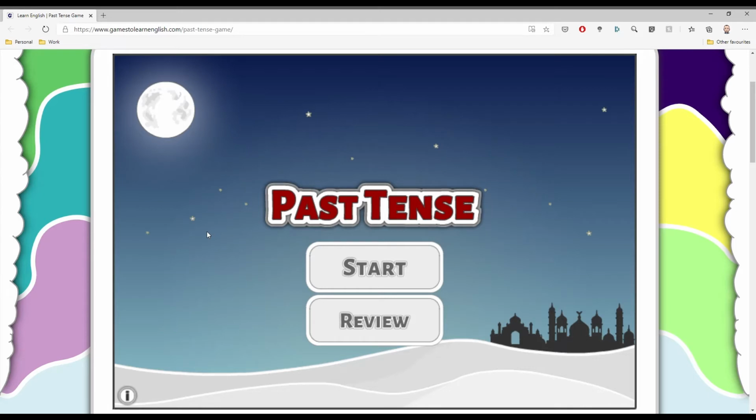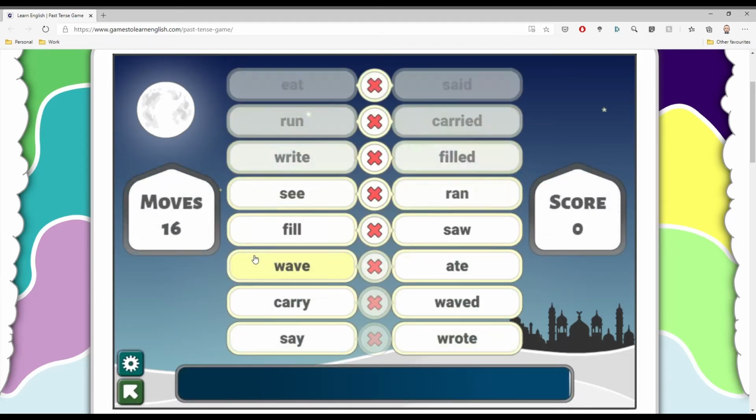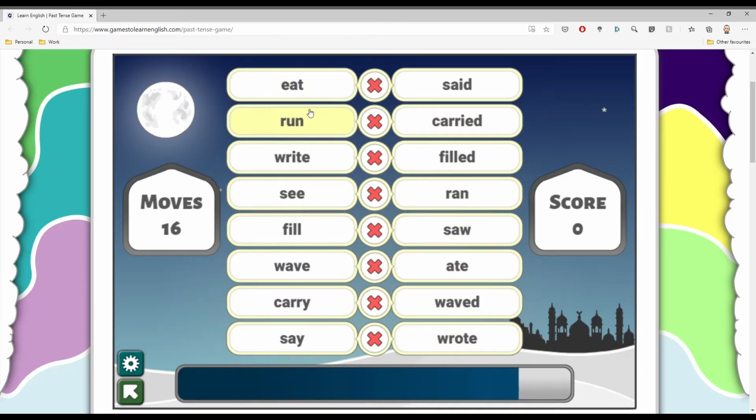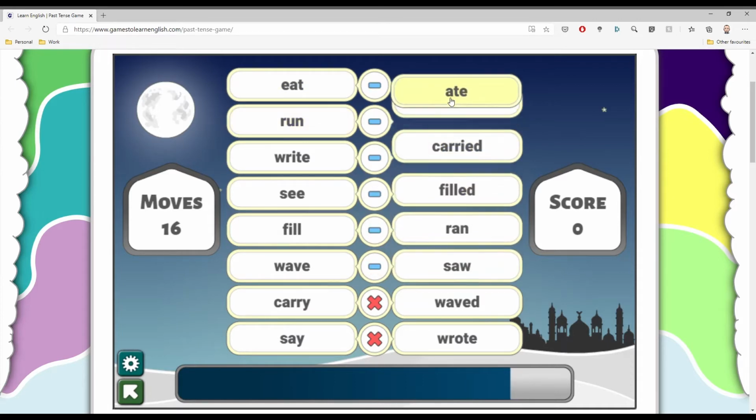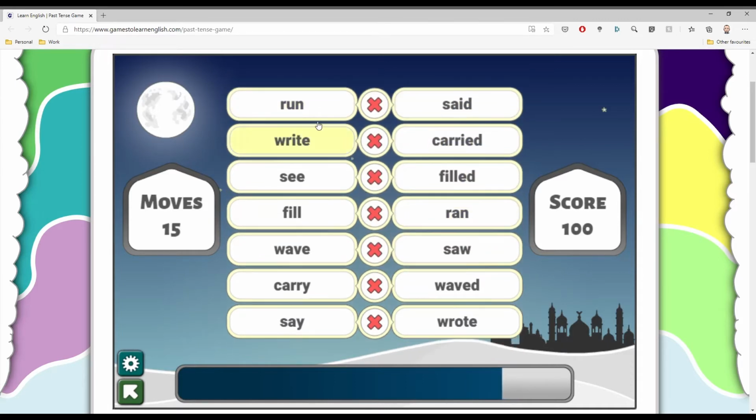Here is the past tense game. Let's start. We have some infinitive verbs just in their normal form on this side, and then on this side we have some past tense verbs. Let's get cracking. Eat. Yesterday I ate. Let's move that. There's our first pair. Run. What goes with run? Can you see it? Ran.